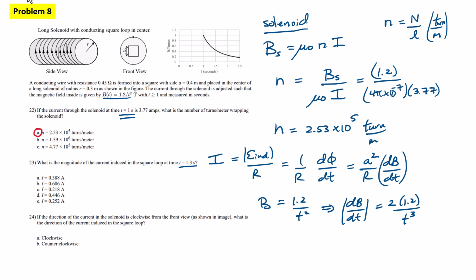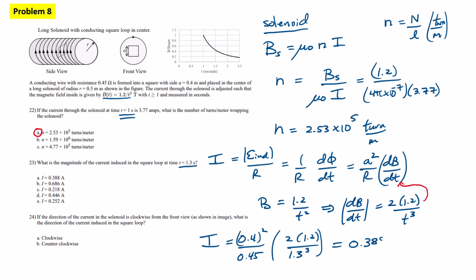So we have to substitute this entire thing right into our expression. We get our last formula for induced current: a squared divided by that resistance, times the rate of change. I guess I could just substitute the numbers in right away. Save us a step. So a squared would be 0.4 squared. The resistance we're given as 0.45. The rate of change of that magnetic field was 2 multiplied by 1.2. And the time that we're looking at here is 1.3 seconds. And this is a weird one, I have to cube that term. If you substitute all our values into the calculator, you get something like 0.388 amps.